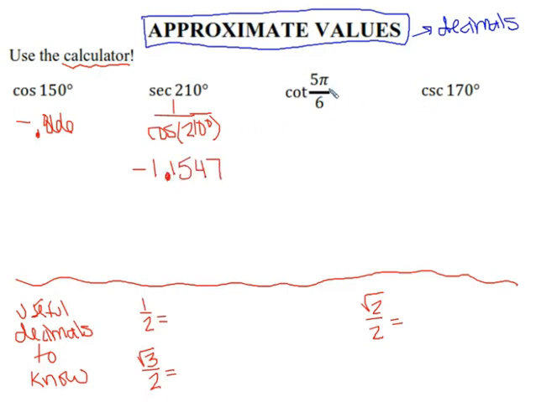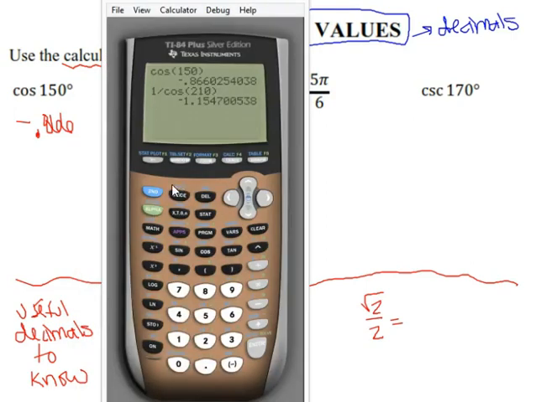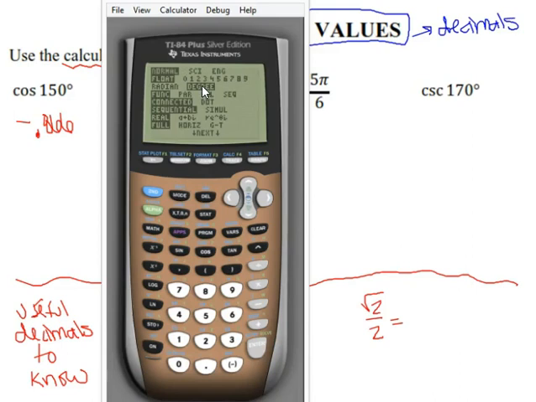But if you take a look at the next one, notice how we are now dealing with radians. Okay, this is no longer a degree measure. 5 pi over 6 is dealing with radians. So if we're going to use our calculator to help us approximate it, we need to make sure we are in radian mode. So go back to the mode button, and instead of selecting degree, make sure you are in radians. So we'll go ahead and hit enter there. So now radians is selected. We can hit second quit.